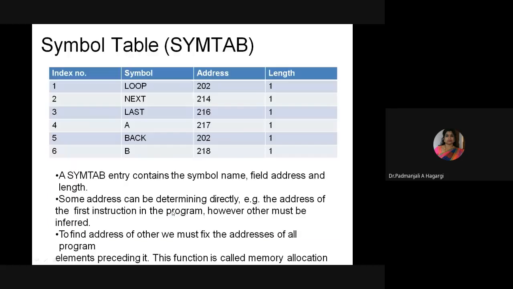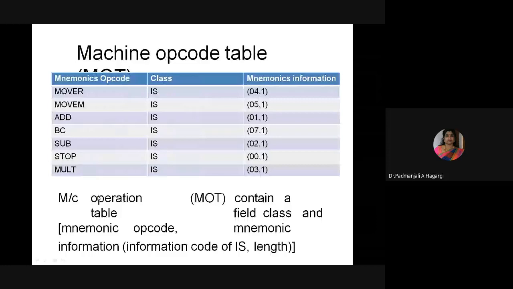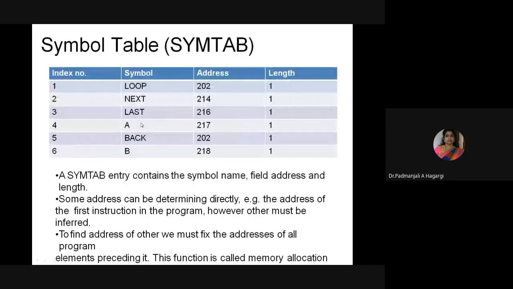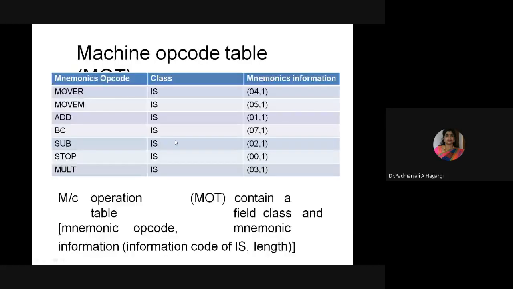So what are the types of symbols used in the program? See here, the symbols are loop, next, last, A, back, B. That means A, B, back, last, next, loop. And what are their addresses? Their addresses, if you see in the program, are already located.